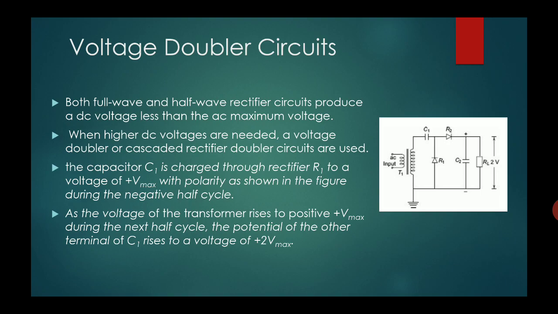Both full wave and half wave rectifier circuits produce a DC voltage less than the AC maximum voltage. Obviously, when the rectifier circuit is on no load, the maximum voltage it can produce is the supply voltage itself, and when it is on load, the voltage offered by the rectifier is actually less than the supplied voltage. When higher DC voltages are required, a voltage doubler or cascade rectifier doubler circuit is used.